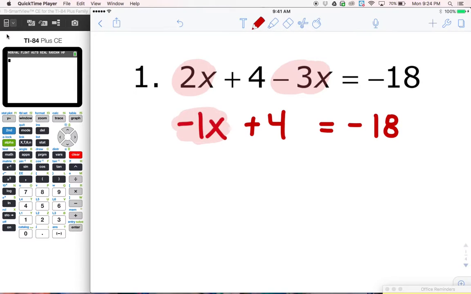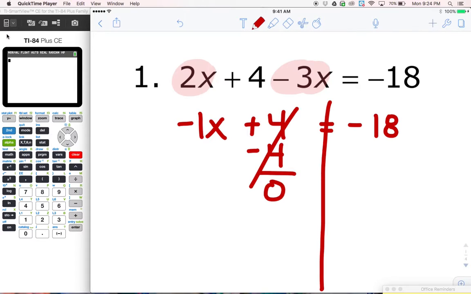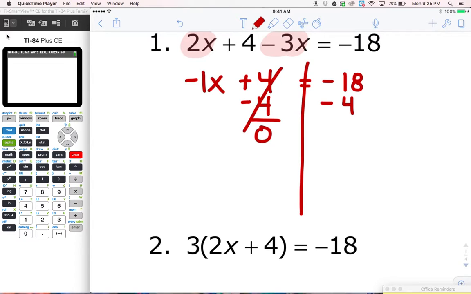The highlights for solving: don't forget, whatever's with your x, whatever's with your variable, save it for the last thing. So we're going to deal with this 4. To get rid of it, I'm going to subtract 4 because 4 minus 4 is 0. That can be canceled out. Now we've got to keep things fair and balanced, so we also subtract 4 from the right side. So now I've got negative 1x equals negative 22.